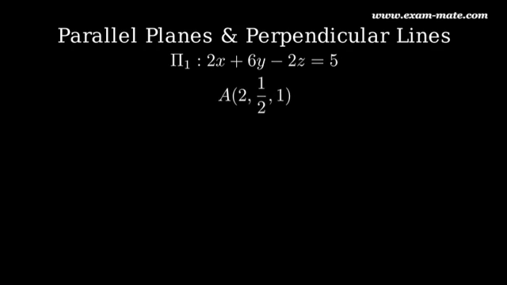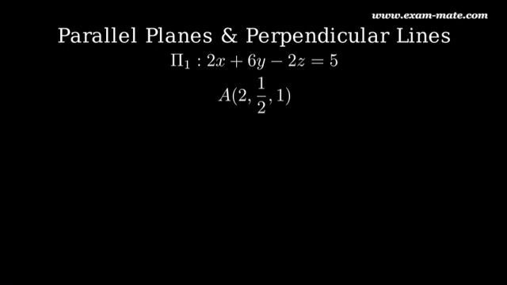Let's solve this complex problem involving parallel and perpendicular planes. We'll break it down step by step. Let's start with plane pi 1. It has the equation 2x plus 6y minus 2z equals 5. We're given point A with coordinates 2, 1/2, and 1.